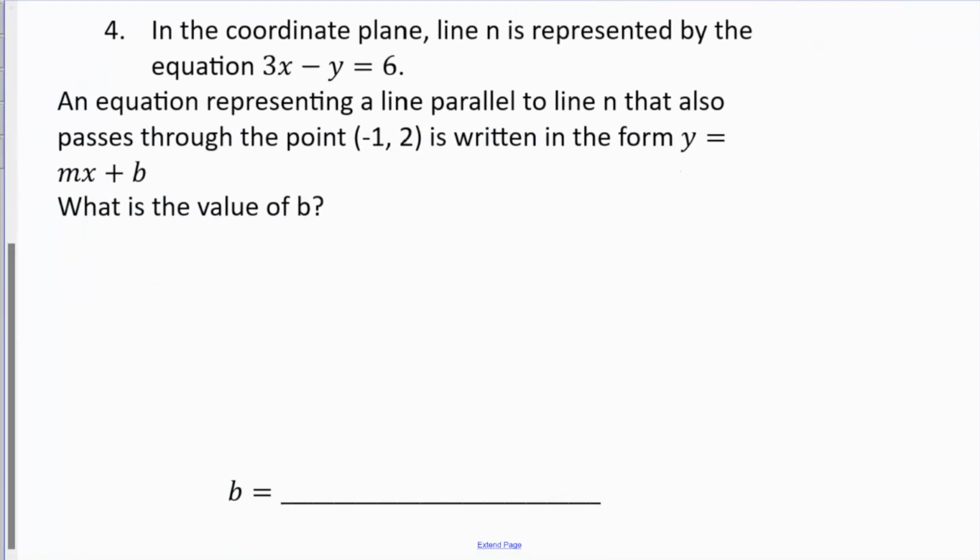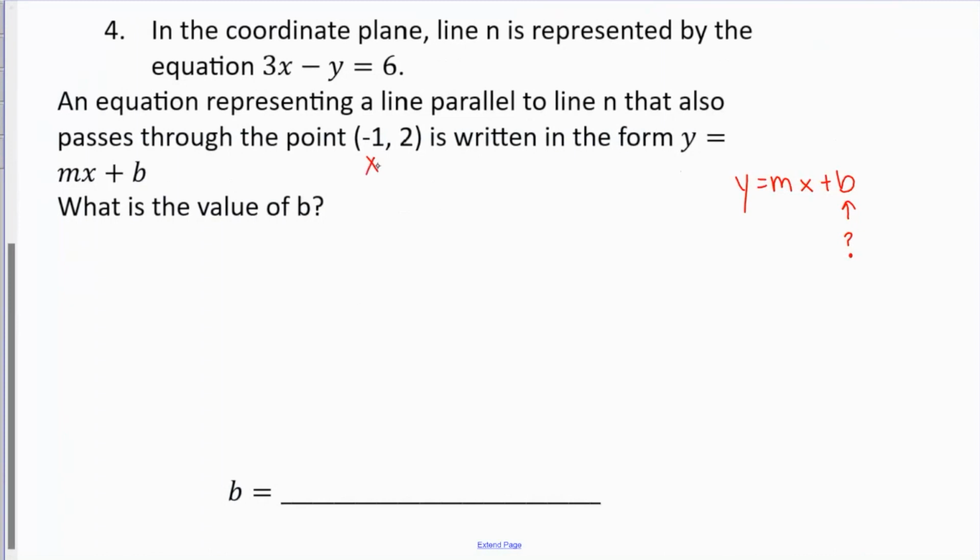In the coordinate plane line, n is represented by the equation 3x minus y equals 6. An equation representing a line parallel to line n that also passes through the point -1, 2 is written in the form of y equals mx plus b. What is the value of b? All right, so we need to figure out our equation in y equals mx plus b form. Now, we know we need to find b, so that's what's missing.